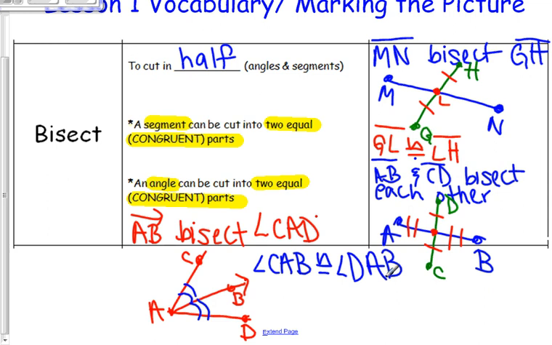Okay, now I could not just label it angle A because angle A could be angle CAB, it could be angle BAD, it could be angle CAD. So we have to use three letters here.